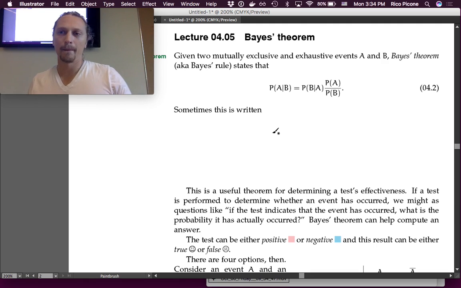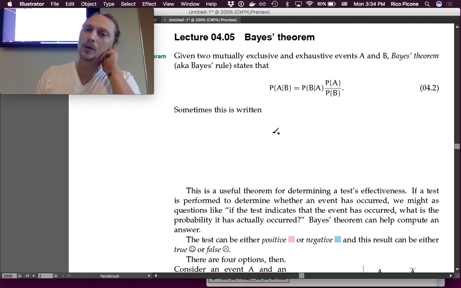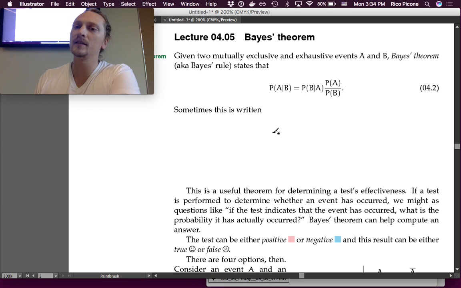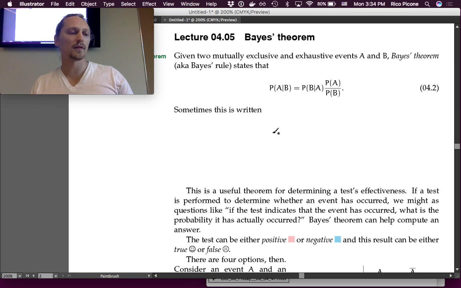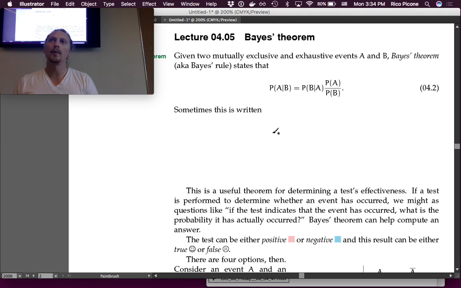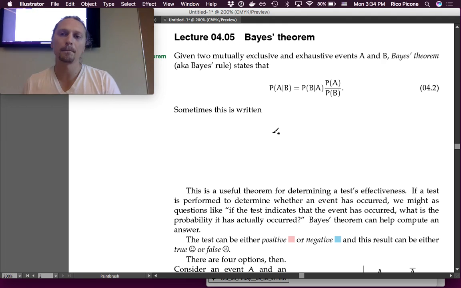So given two mutually exclusive and exhaustive events A and B, what does that mean? What does it mean that they're exclusive? Exclusive and exhaustive means that there are no other possibilities besides A and B occurring. Okay, so no C.